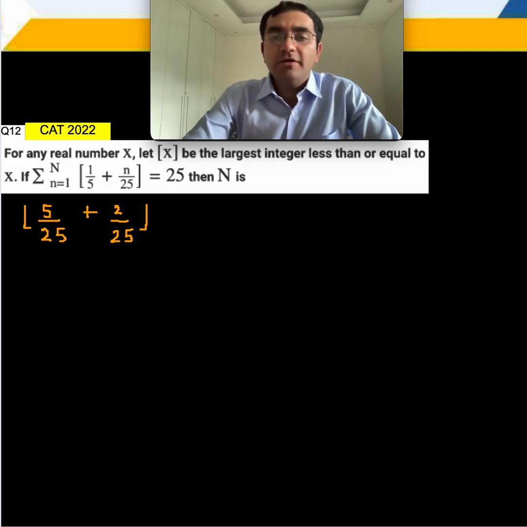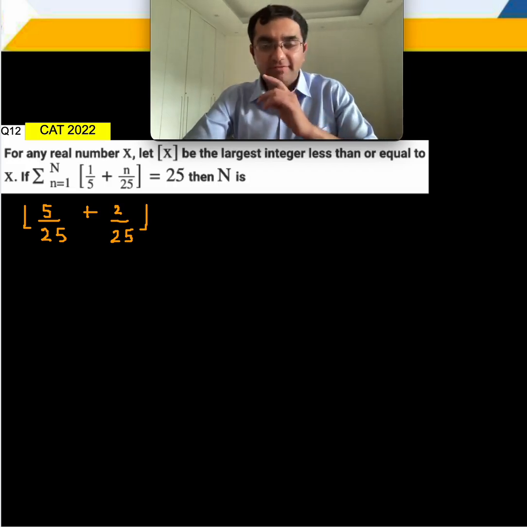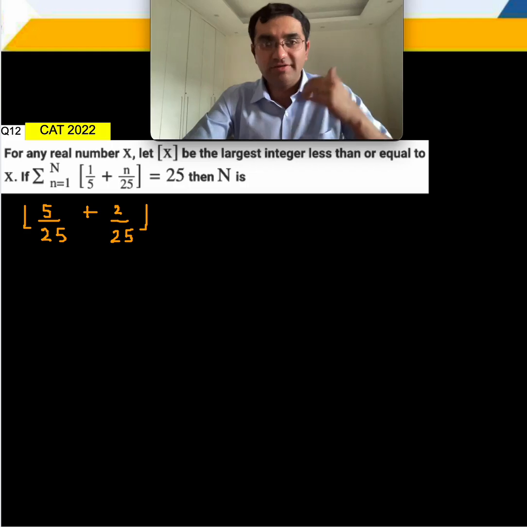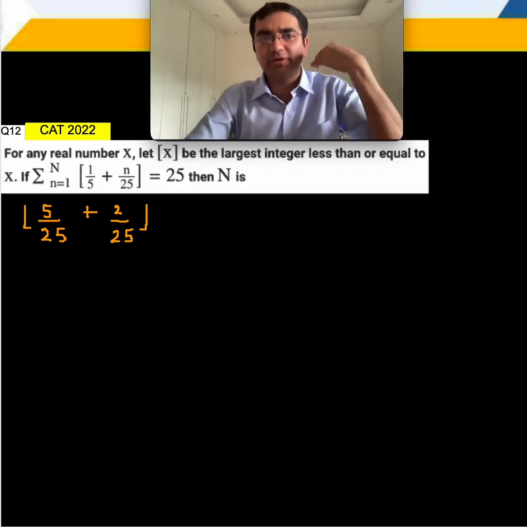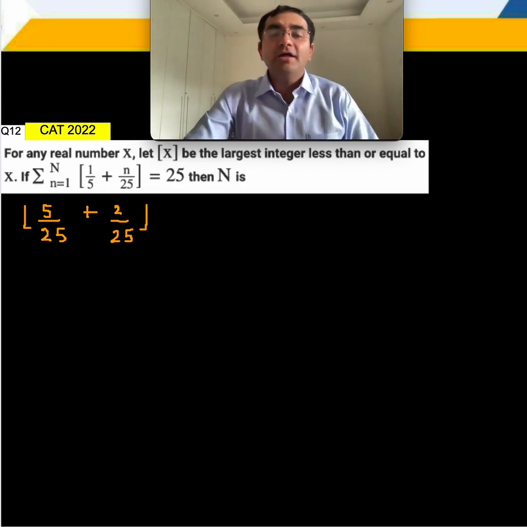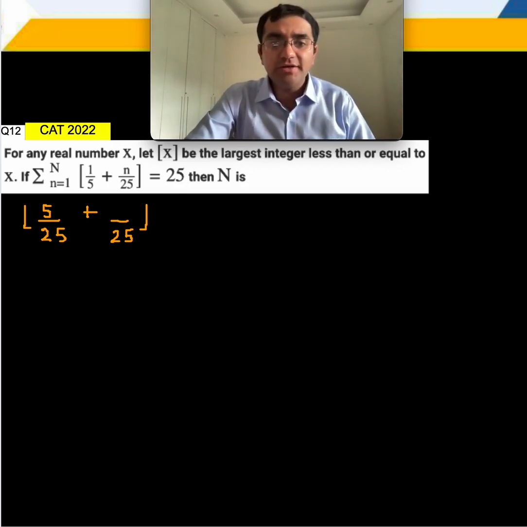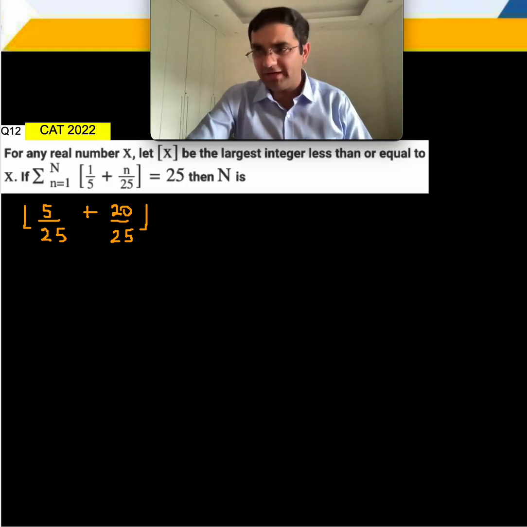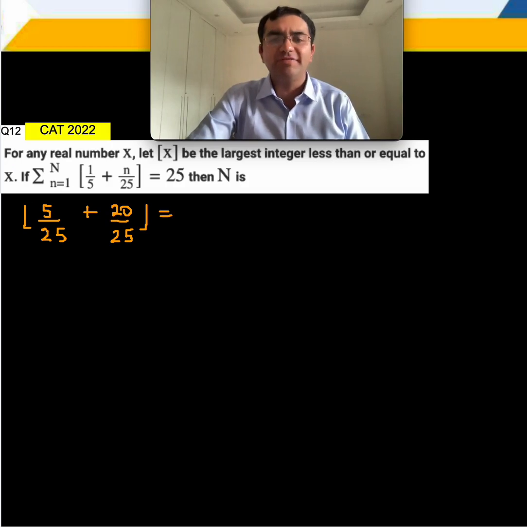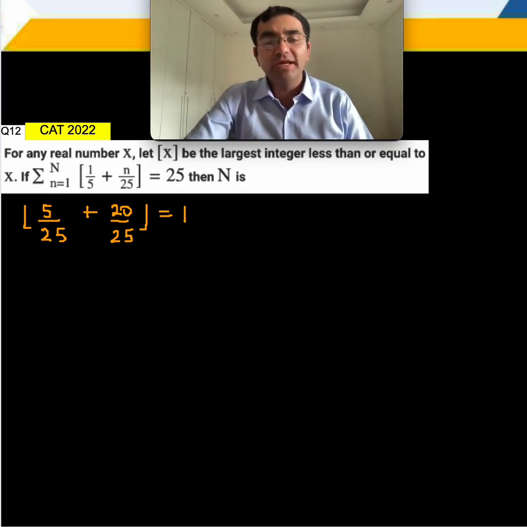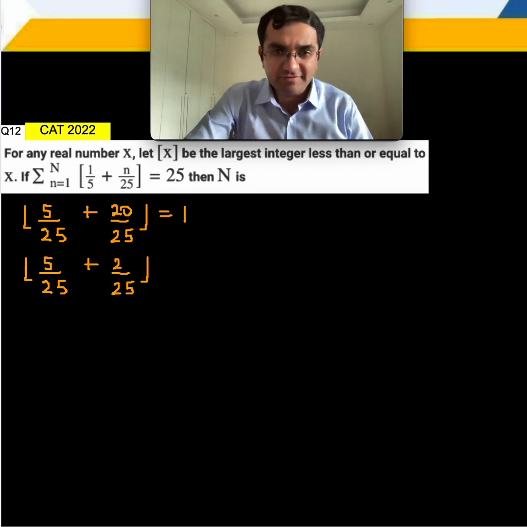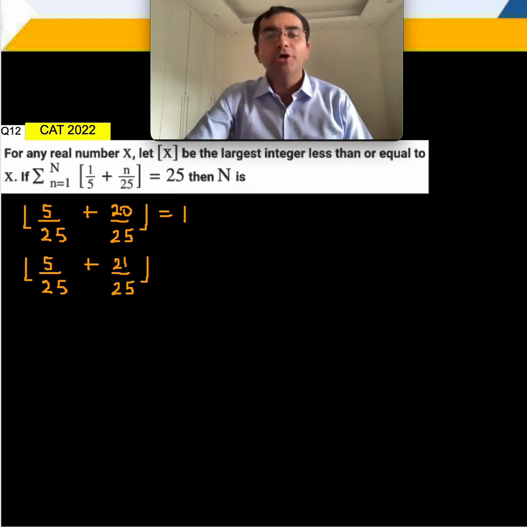Then 5 plus 2, 7/25. Greatest integer less than 7/25 is also 0. 8/25 is also 0. 9/25, 10/25, 11/25, 12/25. The first time you hit 20/25, 5 plus 20 will become 25/25 and you will get 1. ठीक है? उसके बाद you will hit 26/25. ठीक है? 5 plus 21. 26/25 will also be 1.